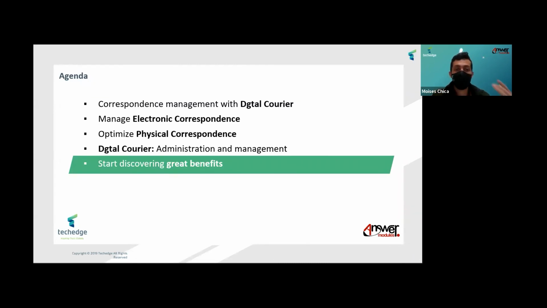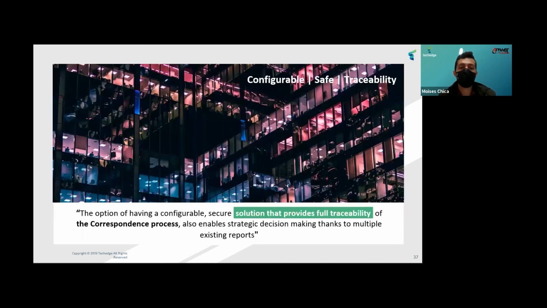So that's kind of it for the three main functionalities: electronic or physical correspondence and administration of the system. But I will just sum up the main benefits that you might have when using this solution. Just to sum up, this is the option to have a configurable, secure solution that provides full traceability of all the correspondence process, physical and electronic. That will also enable strategic decision making, because it has multiple reports, because it has multiple audits, and because you have entire control of the communications with it.